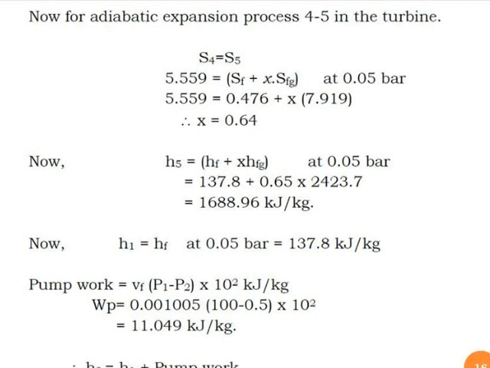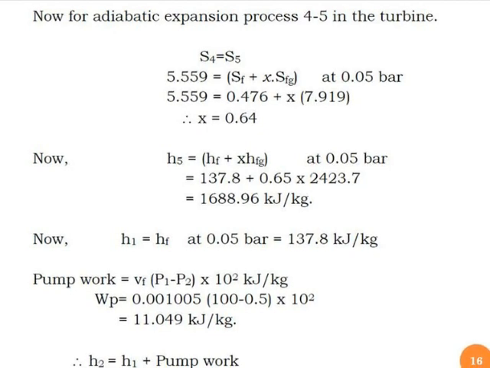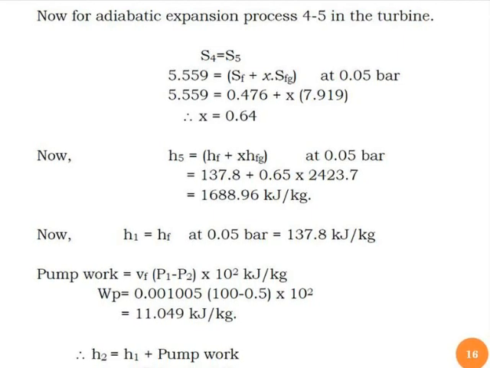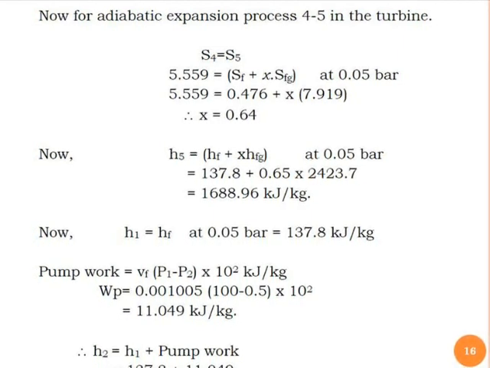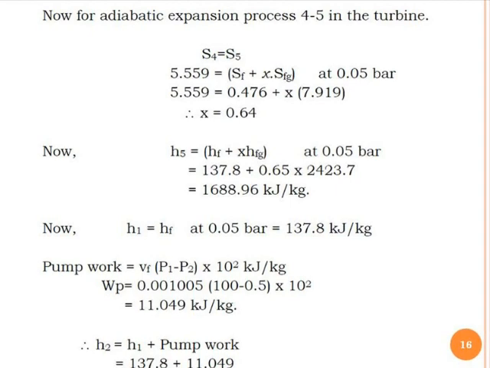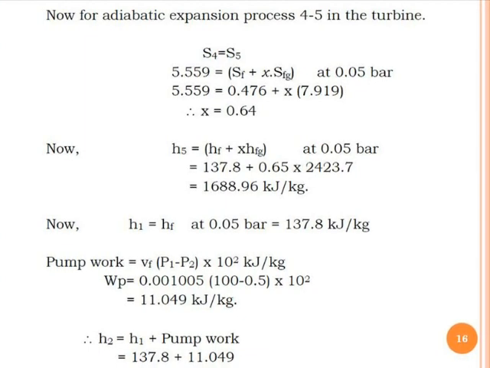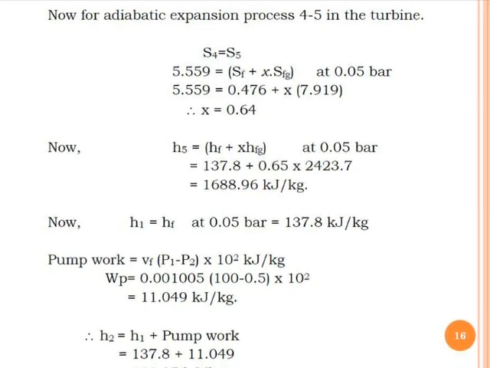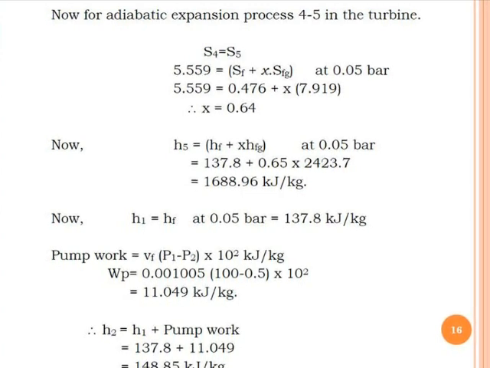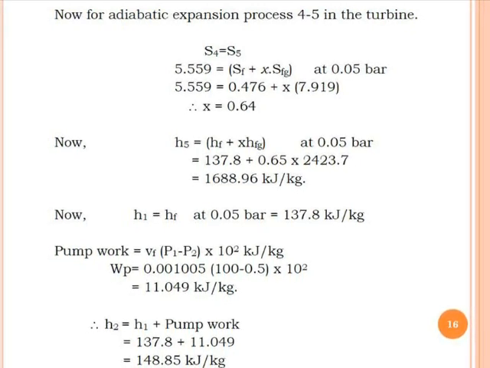that is 1688.96 kilojoule per kilogram, and H1, that is enthalpy of saturated liquid at 0.05 bar, is 137.8 kilojoule per kilogram. So only H2 is remaining now. What we have to do is calculate the pump work, that is equal to VF into (P1 minus P2) into 10 power 2. So we have to convert that bar into kilopascal. So we will get the pump work value of 10.045 kilojoule per kilogram, and from that we will get H2, that is enthalpy at the outlet of the pump, that is 147.85 kilojoule per kilogram.